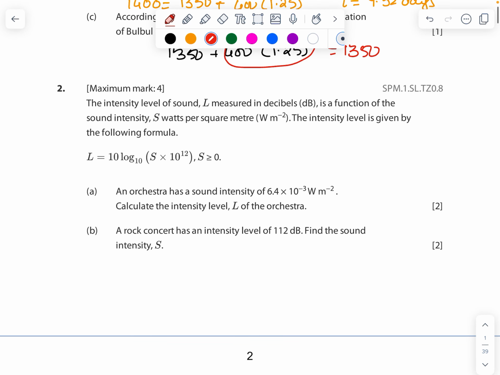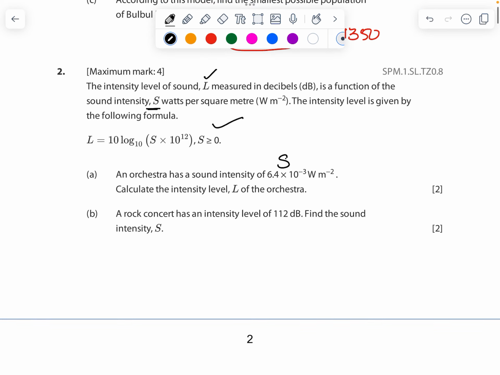Coming to the second question, the intensity level L in decibels of a function and the sound intensity S in watt per meter square is given by this formula. An orchestra has a sound intensity. Calculate the intensity level. Sound intensity has been given. So what is the sound intensity? This is S. So he's asking us to calculate the value of L.